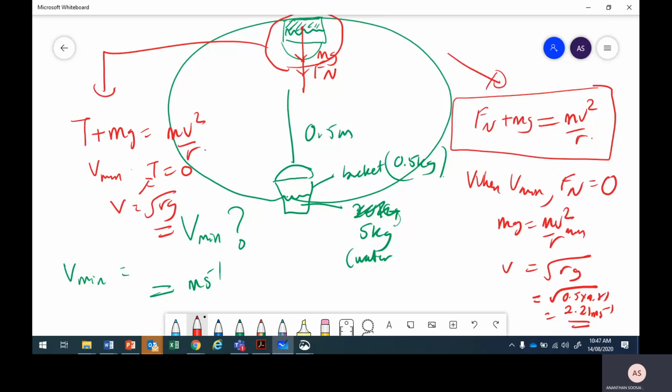What determines the minimum speed? The radius and the gravity. These two determine the minimum speed. Okay, but more massive, you need to have more what? More energy to roll it. You need to have lots of energy to roll it.